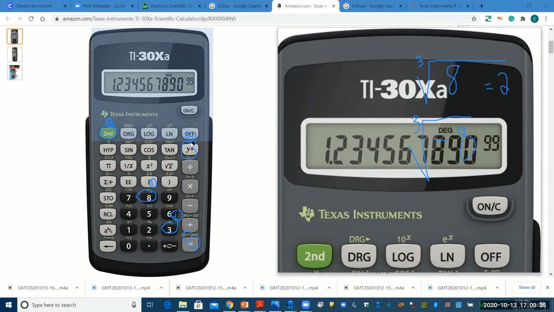And then to put in a negative cube root, we would do a similar order. We would press the number first, then make it negative, and then we would press second, this button, and then make it a cube root. Then we get, if we did it correctly, -2. So that's how you use all of your calculators to check your cube roots or square roots.